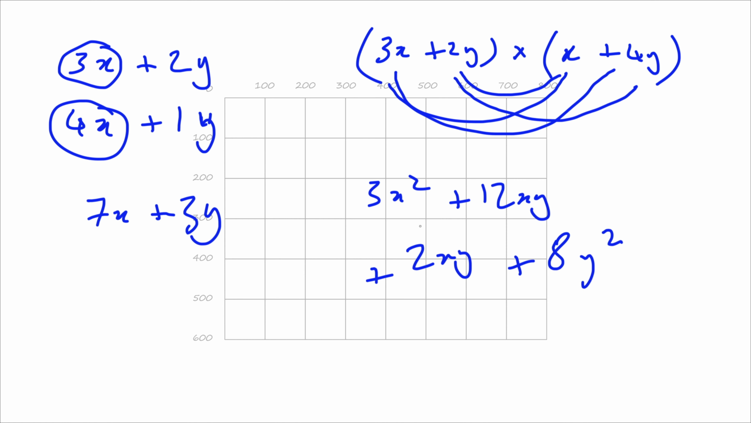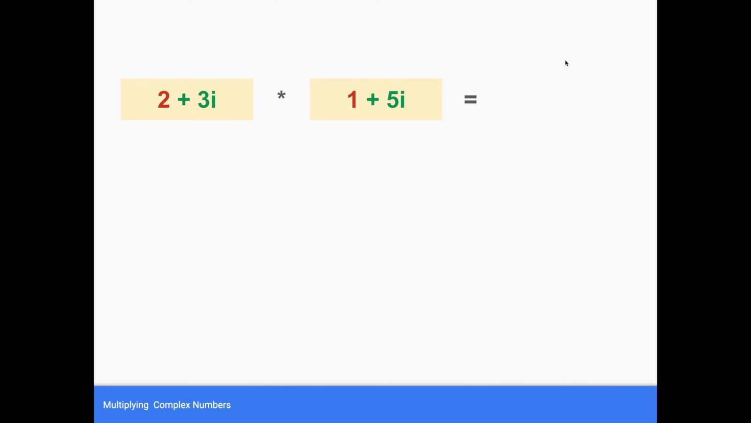And then we can try and bring together things that are similar. So xy is here and xy is here, so that means it's 14xy. So we've got 3x squared plus 14xy plus 8y squared. Very familiar, if you've done any maths at school. So the important idea is combining all the different combinations, and that's what we're going to do here as well.